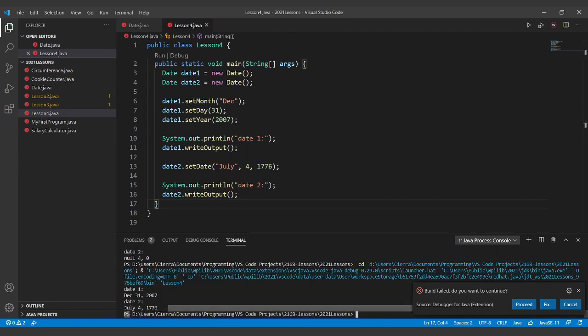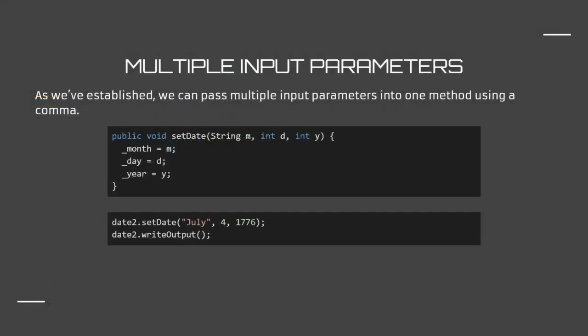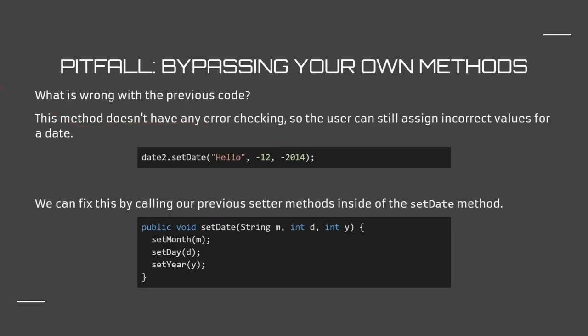Aha. Date 2 is now July 4th, 1776. But before, it wasn't letting us set these values. Now it's accepting July, and it's also accepting 1776. So convenience means less functionality? So pitfall, bypassing your own methods.